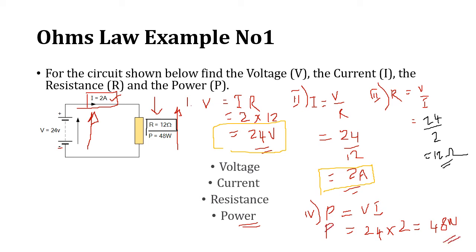We have to be careful with the units. Here the unit for the power is watt. So the power is equal to 48 watt. That is what they have mentioned here. P is equal to 48 watt. So it is a very basic question. This question is only to remind you of the equations.